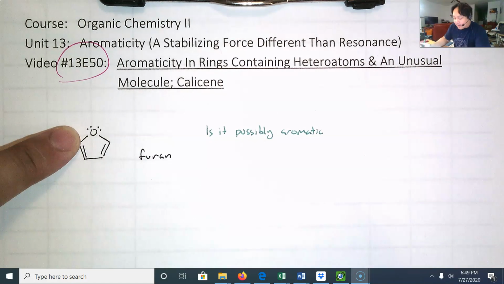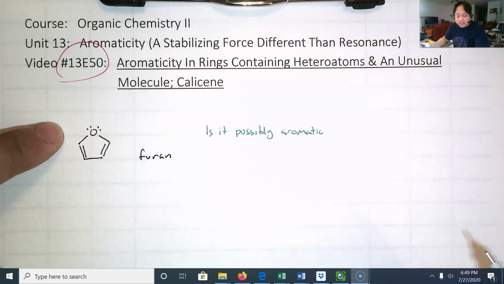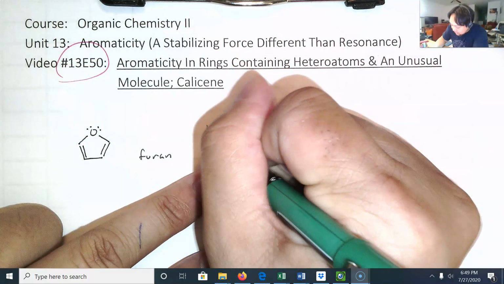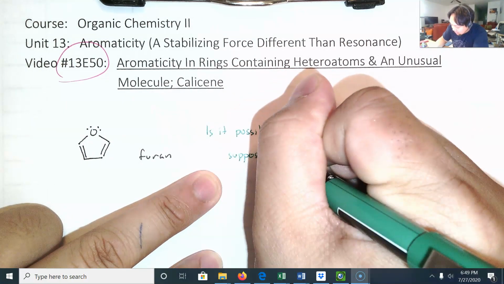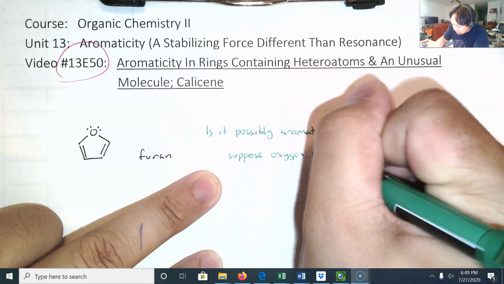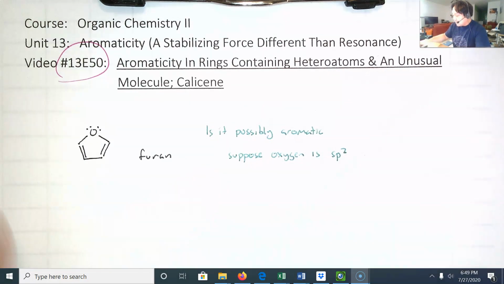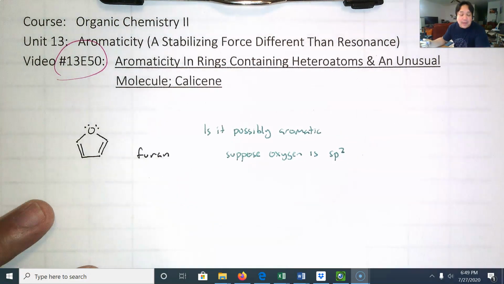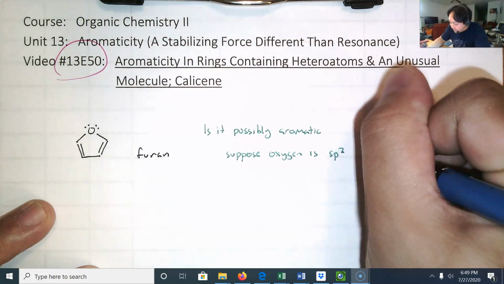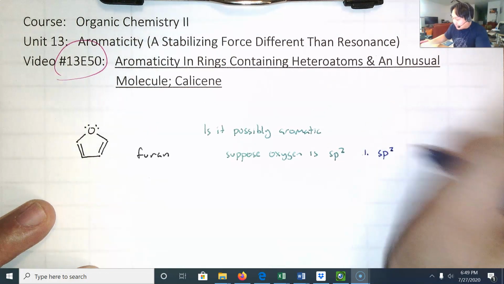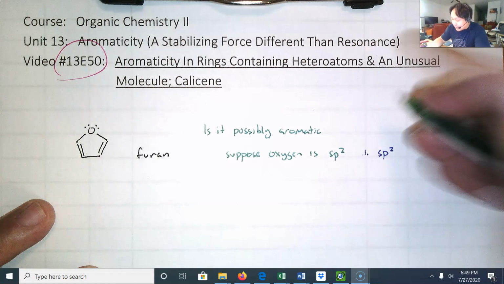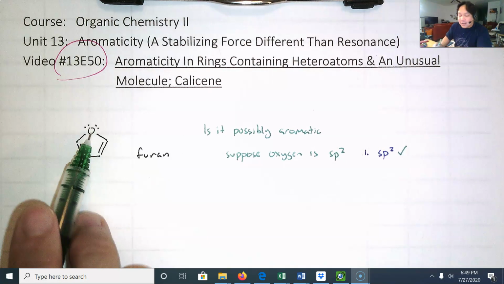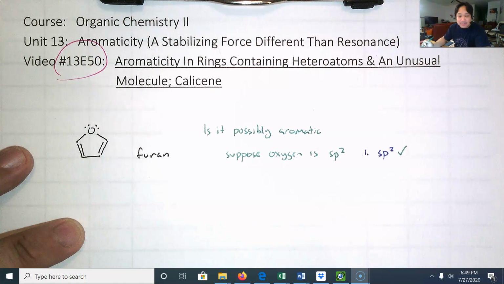Well, for it to be aromatic, that means all the atoms of the ring have to be sp2. So let's suppose the oxygen is sp2 hybridized. When we look at our rules, I think the first rule was, are all the atoms in the ring sp2 hybridized? So for rule number 1, all the atoms of the ring are sp2 hybridized, we're going to put a check mark, right? These carbons are sp2, that oxygen, we're going to pretend it's sp2 for now.